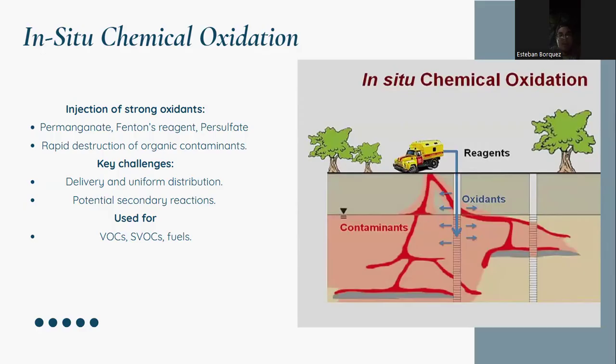And this is in situ chemical oxidation. We have the injection of strong oxidants: permanganate, Fenton's reagent, persulfate, for rapid destruction of organic contaminants. The key challenges are delivery and uniform distribution, and potential secondary reactions. It is mostly used for VOCs, SVOCs, and fuels. And this is the picture of the in situ chemical oxidation.